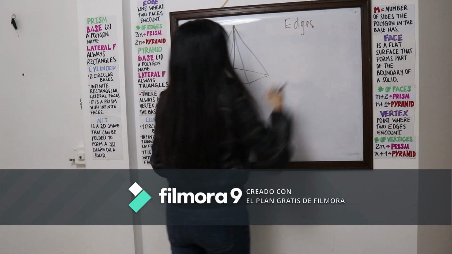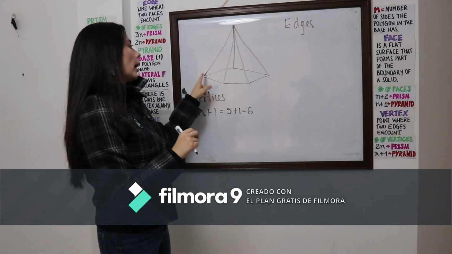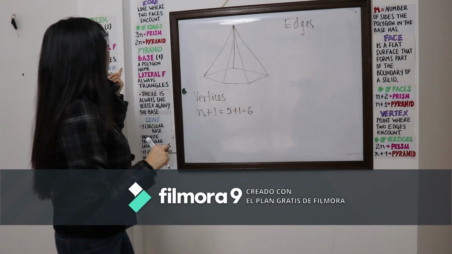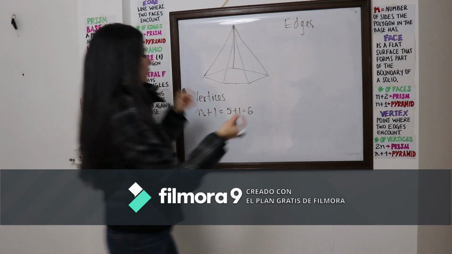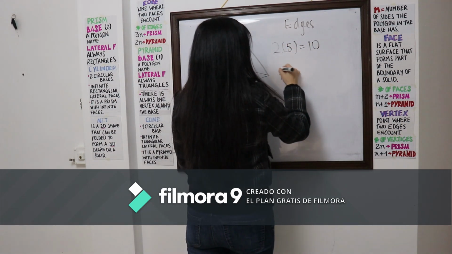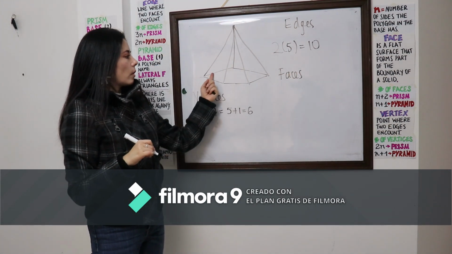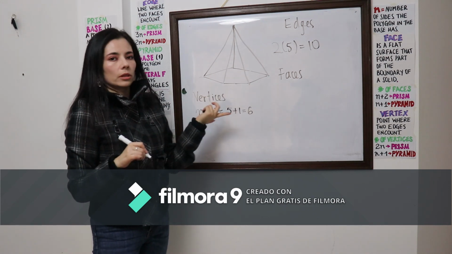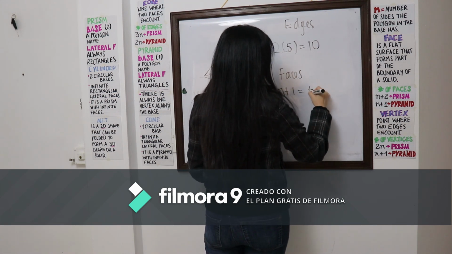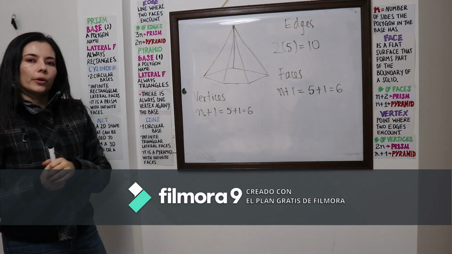Well, the edges here, again, are the lines where the faces meet, so I need 1, 2, 3, 4, 5 here, and then 5 around. That would be 10. But I can definitely just say twice n, and that's going to be 10, right? And for the faces, well, I have 5 around because it's 1 per side of the base, and of course the base. So I know it's going to be 6, or n plus 1, which is the same 6. See? Either way, you should be able to find it.